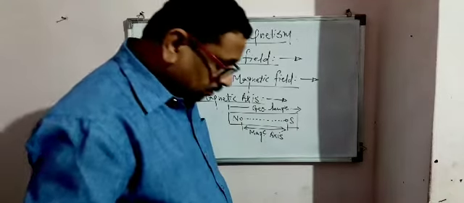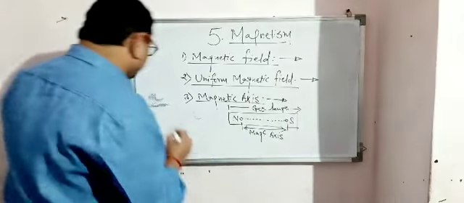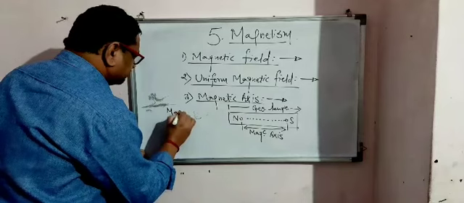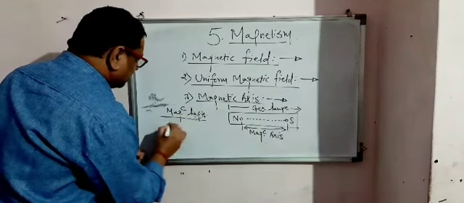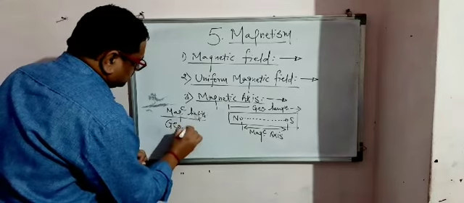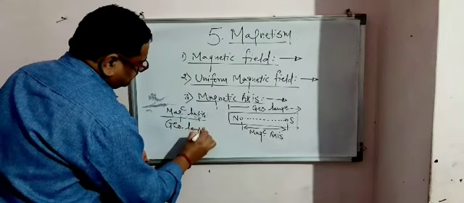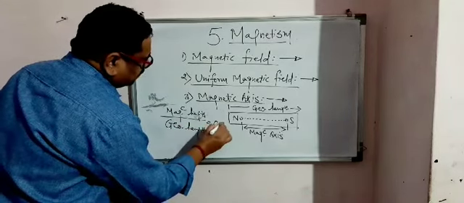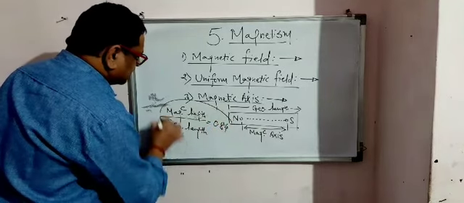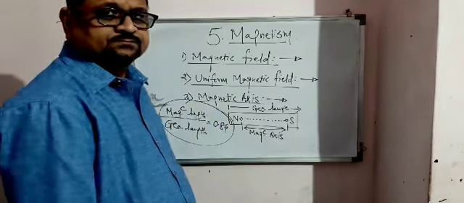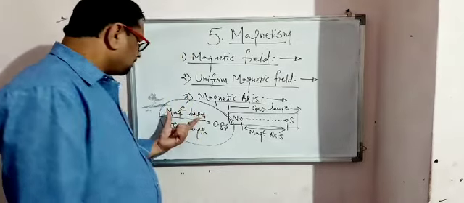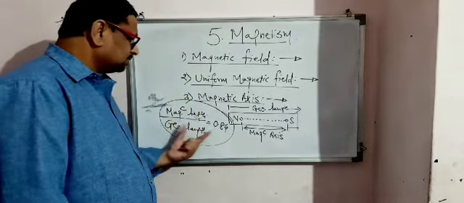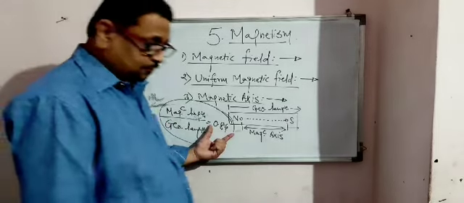And it has been found that the ratio between magnetic length and geometrical length is 0.84. That has been observed experimentally. It has been observed experimentally that the ratio of magnetic length and geometrical length will be given as 0.84.